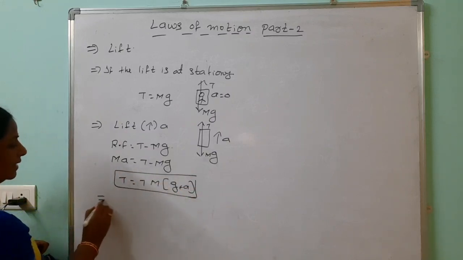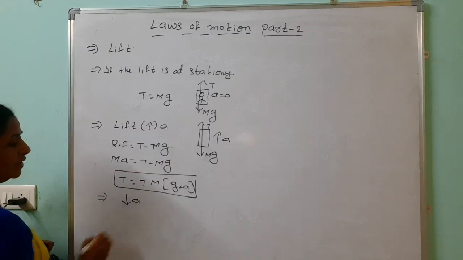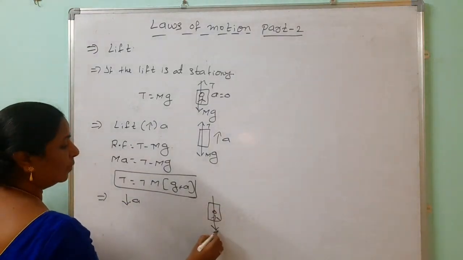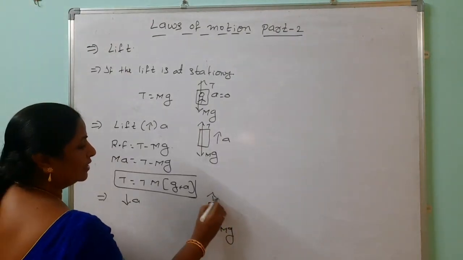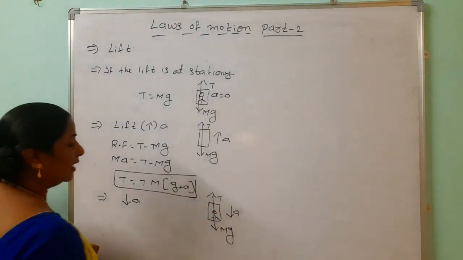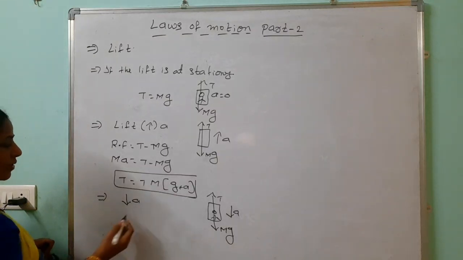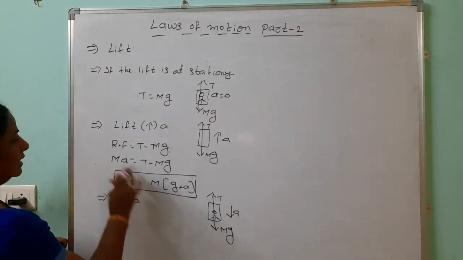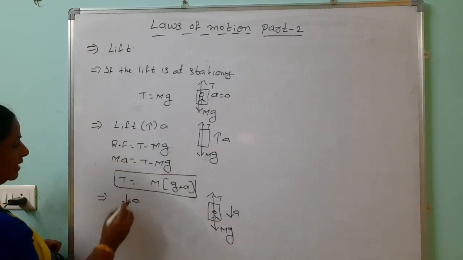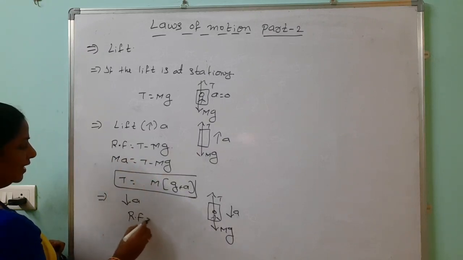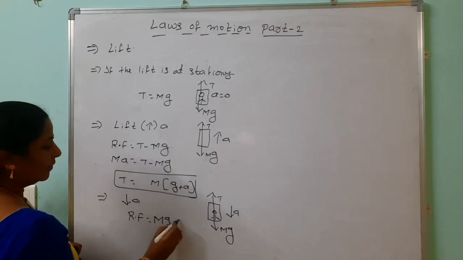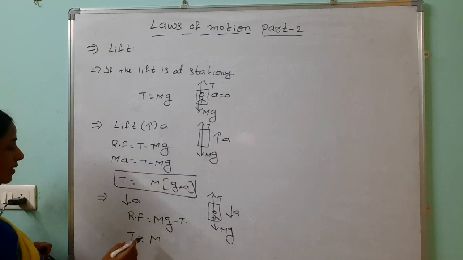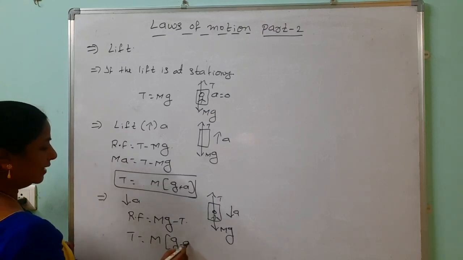Like that, in the third case, the lift is coming downwards with how much acceleration? a. Here also, what happens? Weight is dominating the tension. Why? The body or the lift is coming downwards. So here you can take it, resultant force is how much? Resultant force we are writing as mg minus T. From this, T equals m into (g minus a) we are getting.